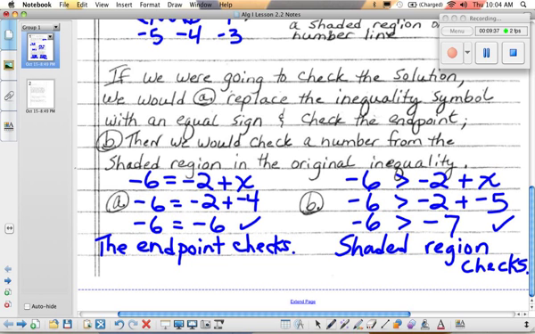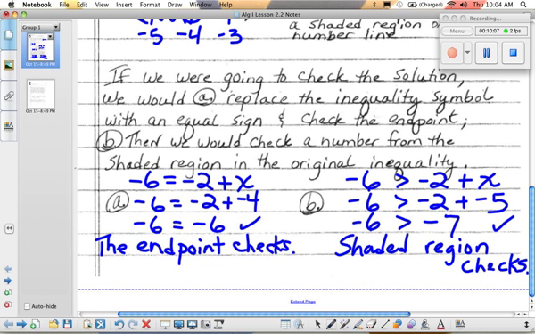And in reality, there's only one way to check to see if you have the endpoint, whether it should have been shaded or not shaded. You would have to do a third checking where you would put the endpoint in the inequality statement, and here's what should end up happening. You should end up with -6 is greater than -6. Is that true? No. So if it isn't true, what does that tell us about that endpoint? Should it be shaded or not shaded?